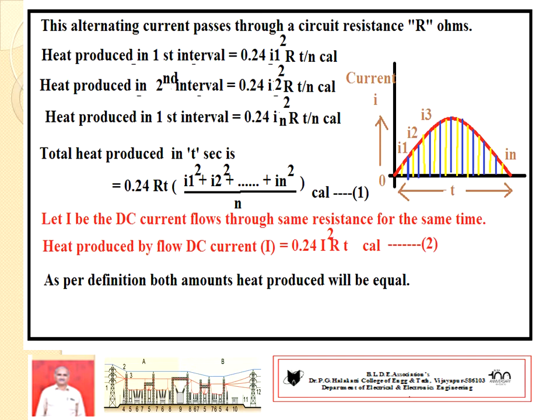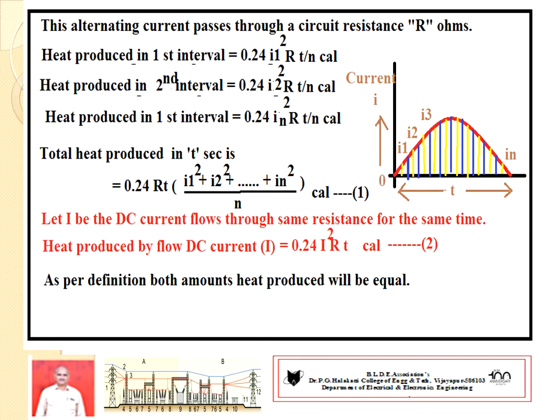Heat produced for the first interval is 0.24 I1 square R T by n calories, where T by n is the time taken for one interval. Similarly, heat produced for the second interval is 0.24 I2 square R into T by n calories, as the current now becomes I2. This process is continued up to the nth interval.